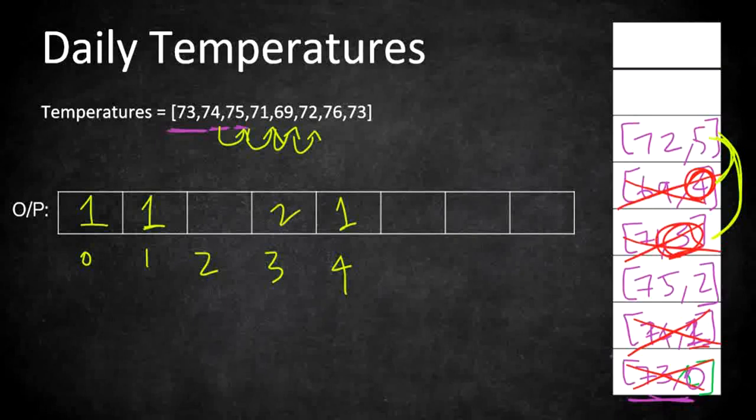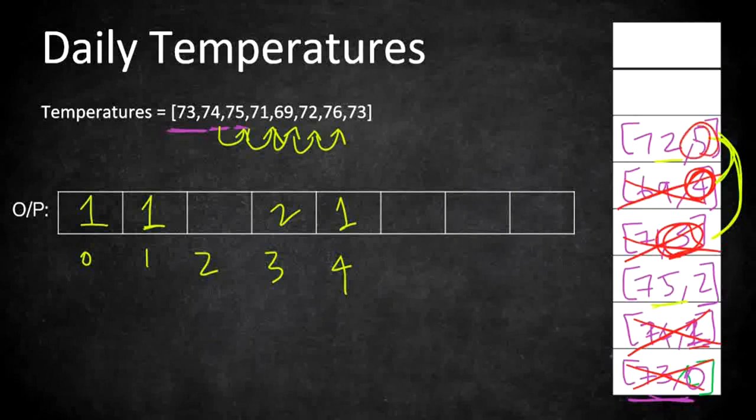So after you check, the top of the value is 75 and we are going to enter 72. 72 is actually less than 75. We did not find a warmer day. So there goes our iteration, and the next value is 76. 76 is actually higher than 72. So what are we going to do?